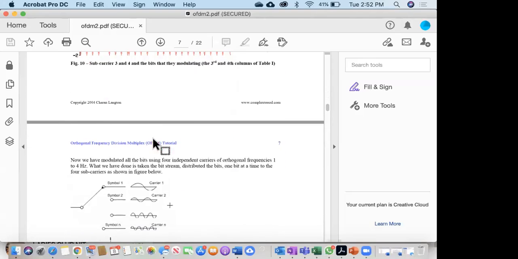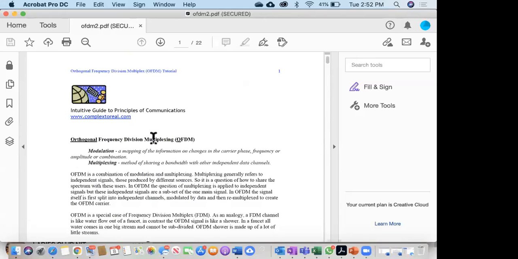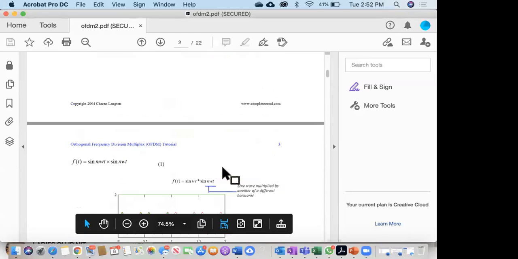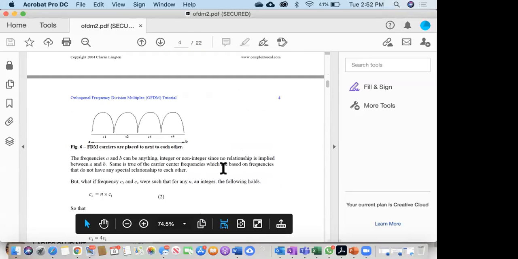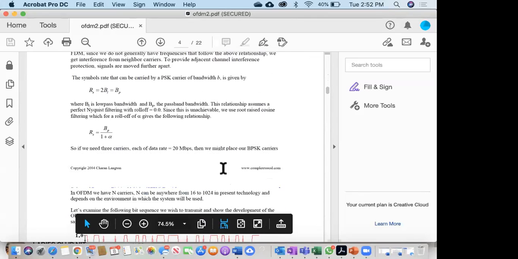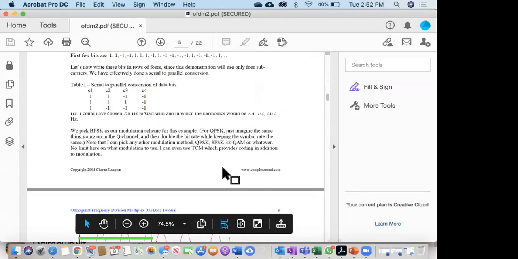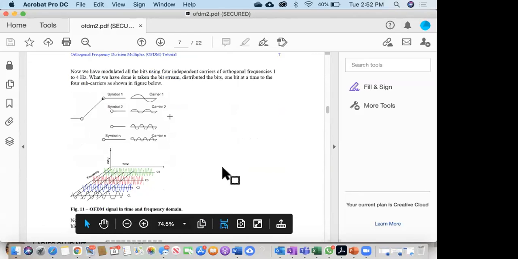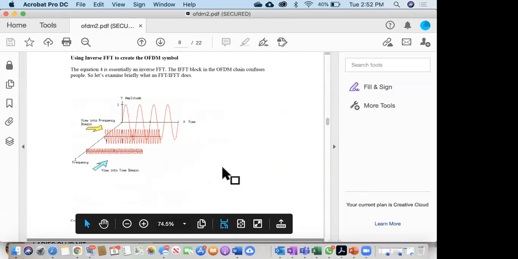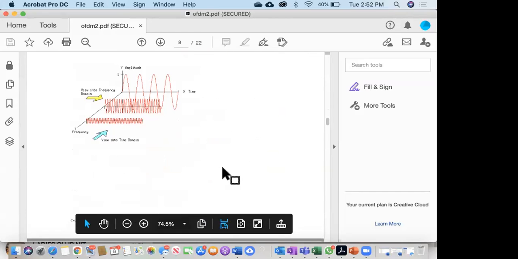I'm sharing this paper. This paper is an orthogonal frequency division multiplexing tutorial, an intuitive guide to the principles of communication. You can go through these modulation schemes. There are different modulation schemes, and everything is clearly explained and easy to understand. Mathematical notations are also given, very fancy notations. They are all very easy to understand if you want to work on your orthogonal frequency division multiplexing.